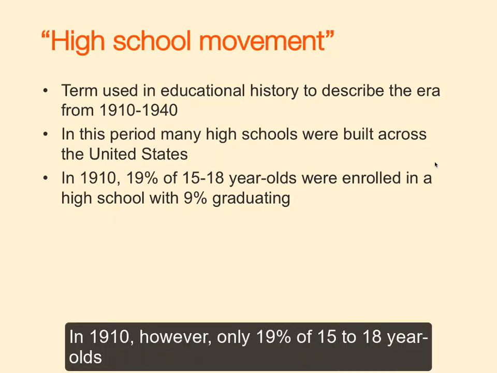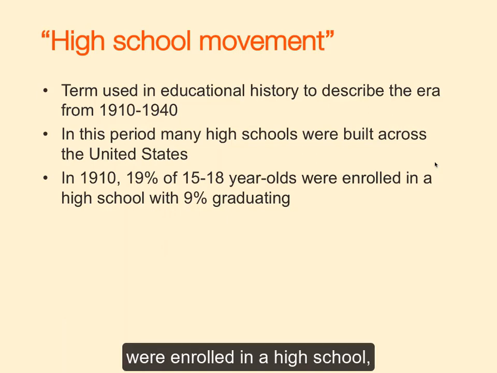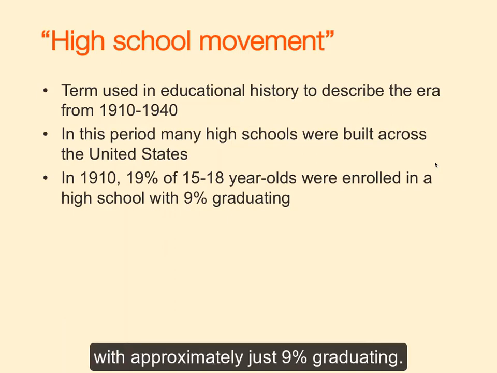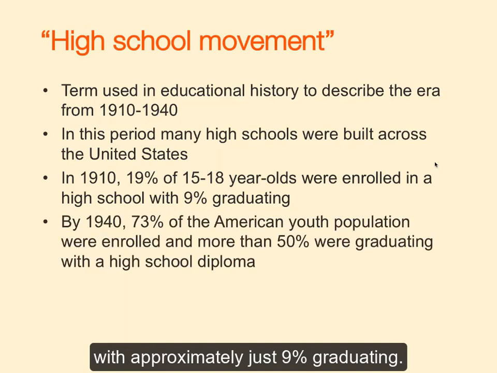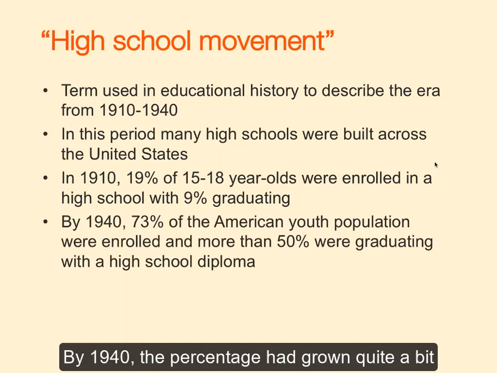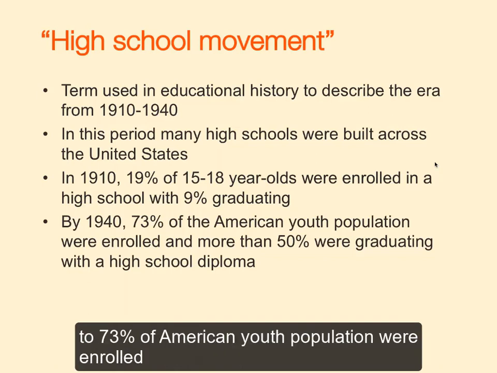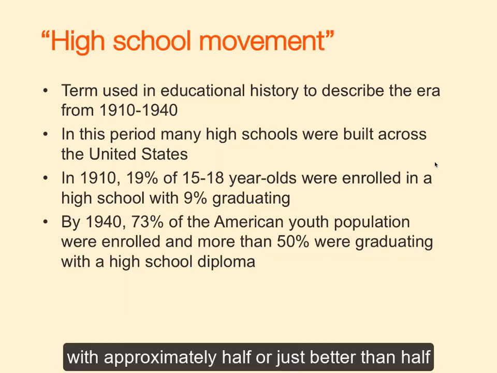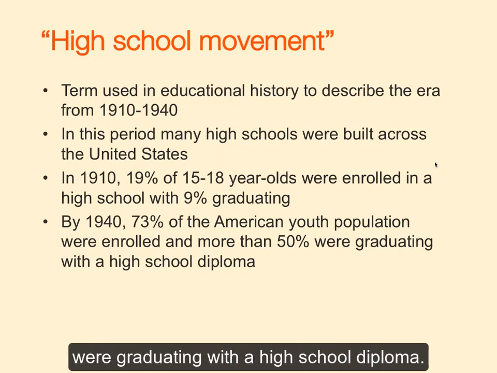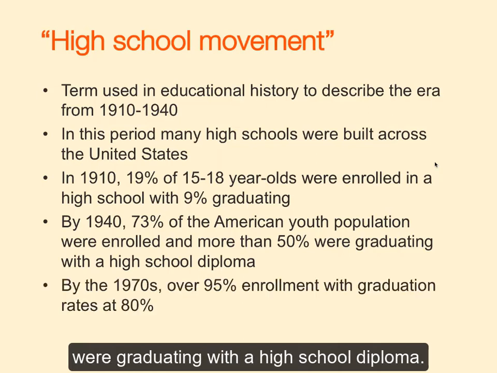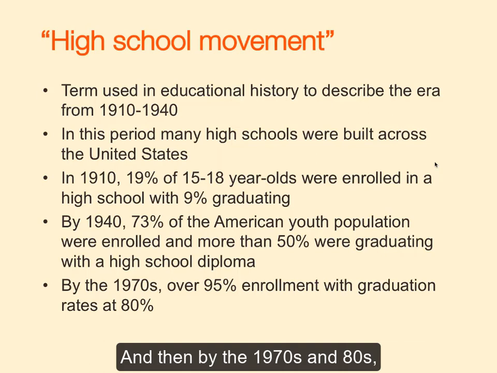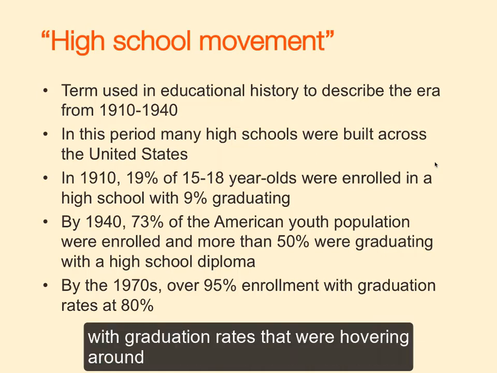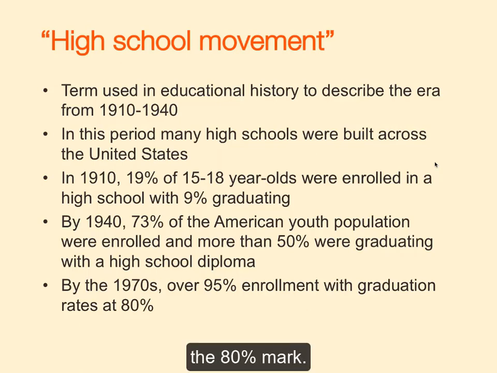In 1910, only 19% of 15 to 18-year-olds were enrolled in a high school, with approximately just 9% graduating. By 1940, the percentage had grown quite a bit to 73% of American youth population were enrolled, with approximately half or just better than half were graduating with a high school diploma. And then by the 1970s and 80s, we're well over 95% enrollment, with graduation rates that were hovering around the 80% mark.